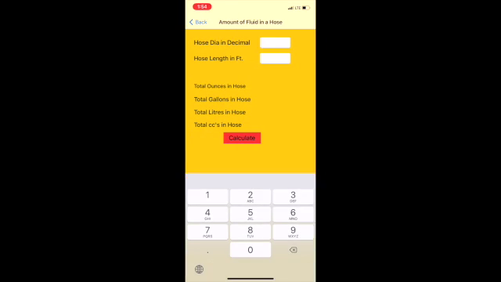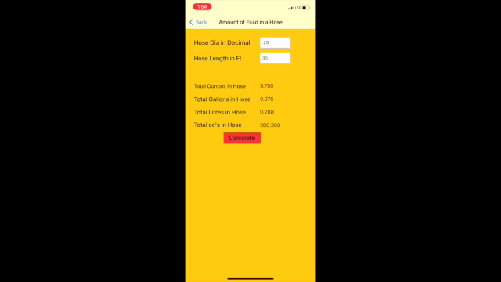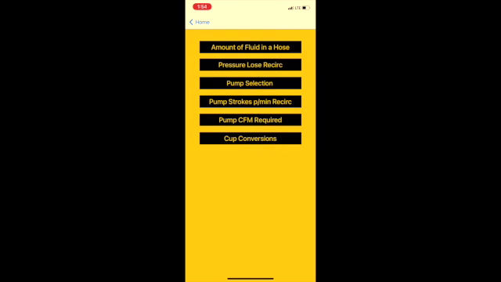First box you want to enter the inside diameter of hose in decimal. The next box you're going to enter is the hose length in feet. Remember, all boxes in white must be filled in before you hit calculate. Here it's going to give us total ounces, total gallons, total liters, and total cc's in that hose.